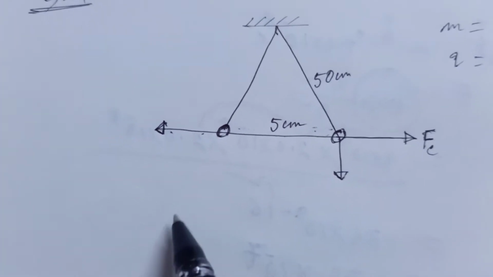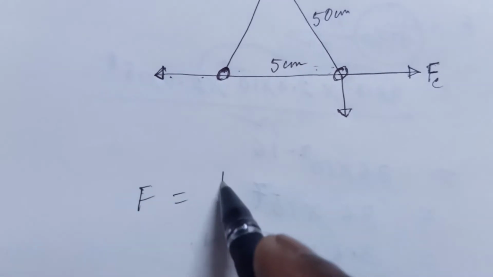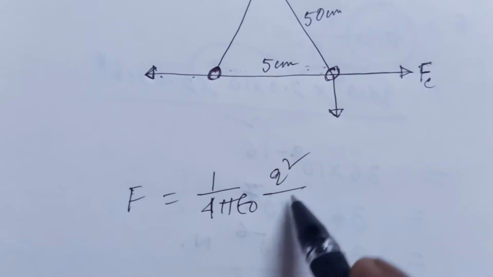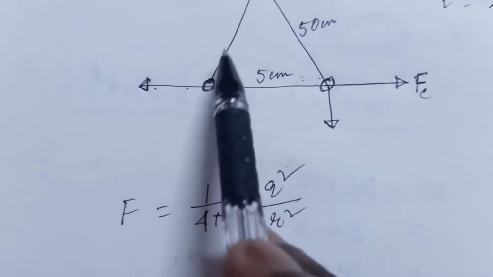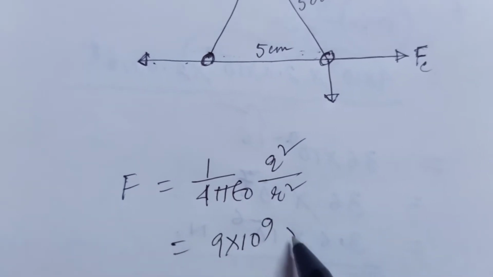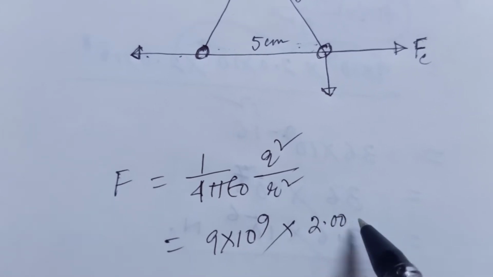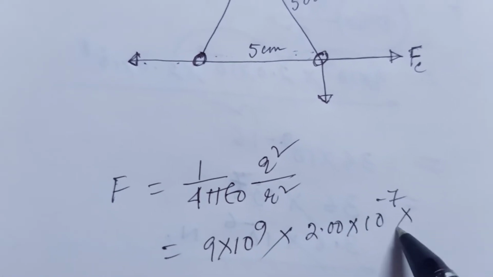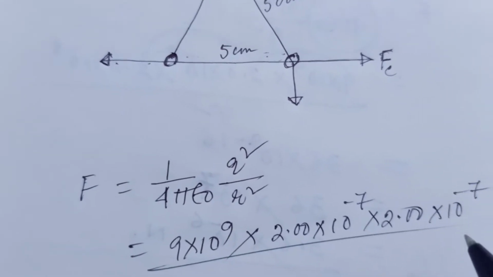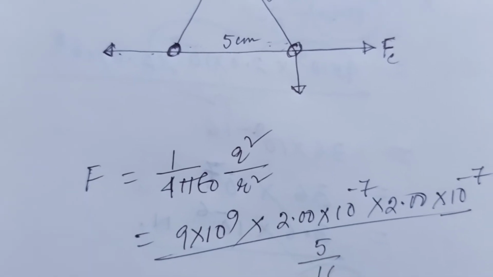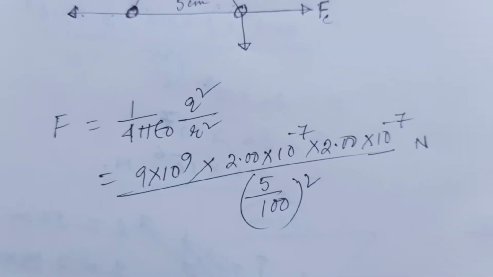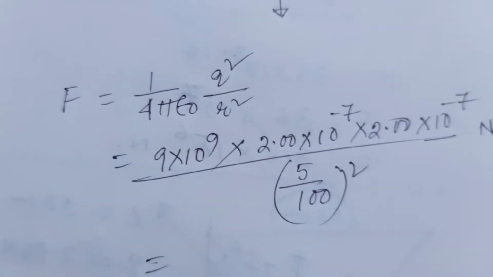It is too simple, and we can calculate F equal to 1 by 4 pi epsilon naught into q square by r square, since the two charged particles given here are identical. So this is 9 into 10 to the power 9 into q square, that is 2.00 into 10 to the power minus 7, again identical charge, so 10 to the minus 7, divided by r square, that is 5 centimeters, so (5 by 100) whole square. So this Newton force acts at that moment, and this is the value we can calculate.